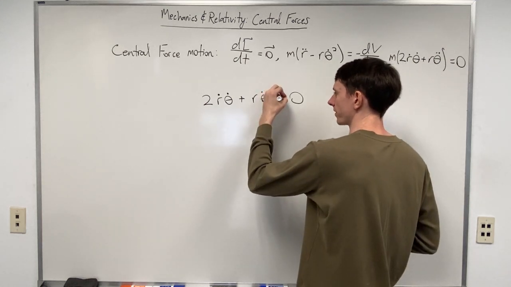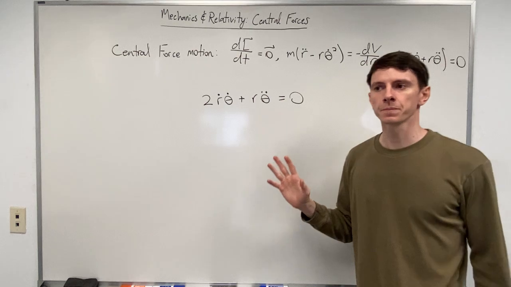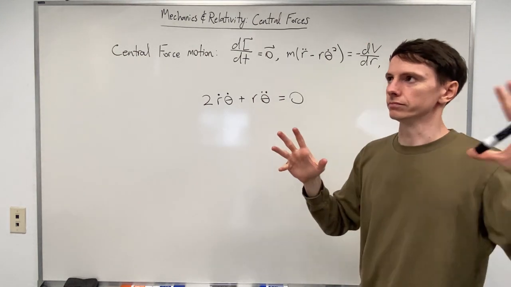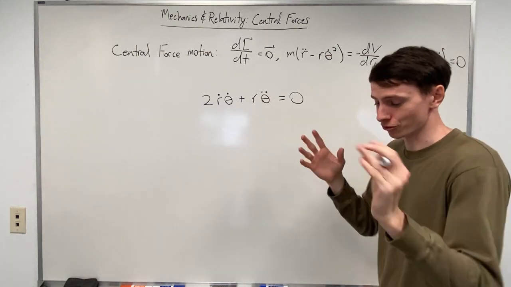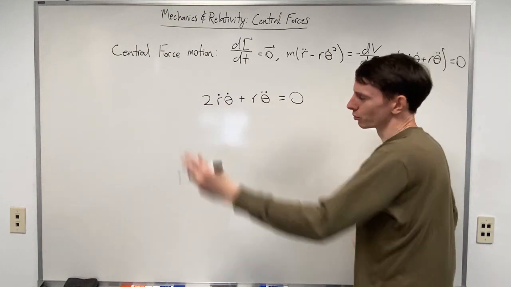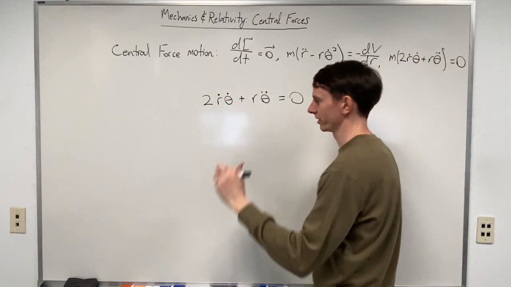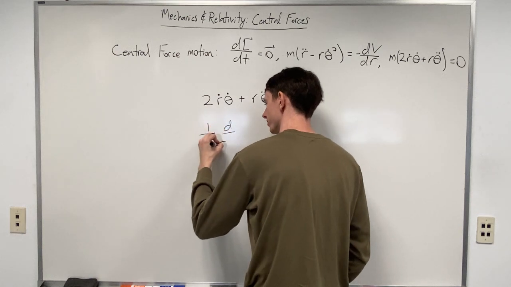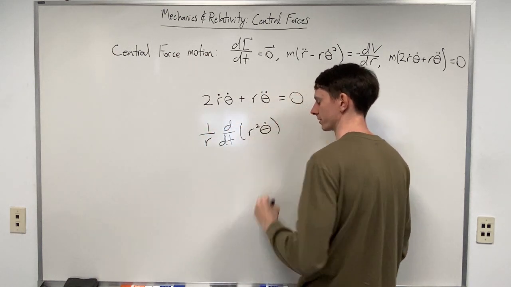Now, to simplify this further, there's a way that you can rewrite this left-hand side. Without trying to motivate it, I'm just going to write it out, and then we'll see why it makes sense. It turns out that this expression right here can be rewritten as 1 over r times the time derivative of this quantity r squared theta dot right here.